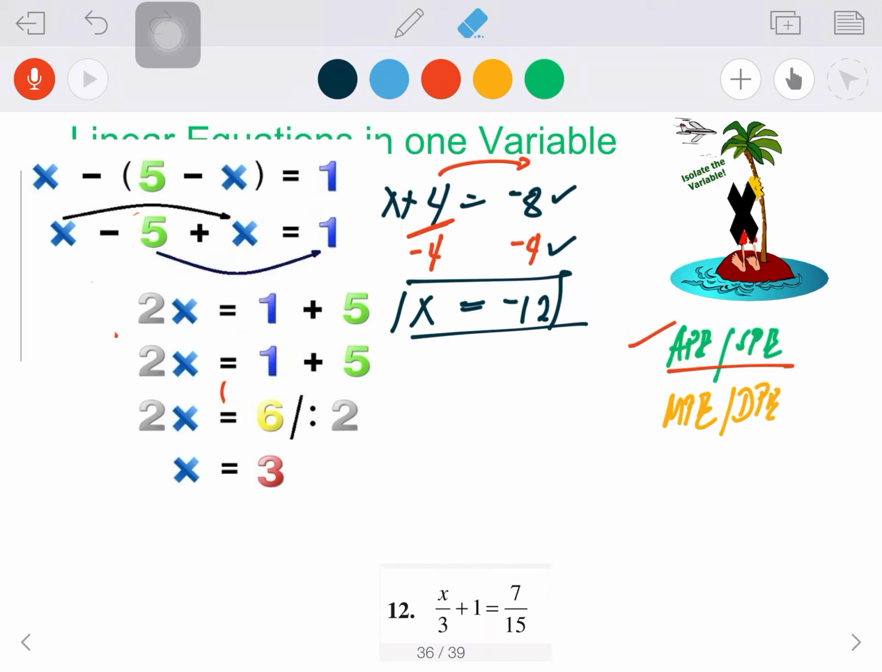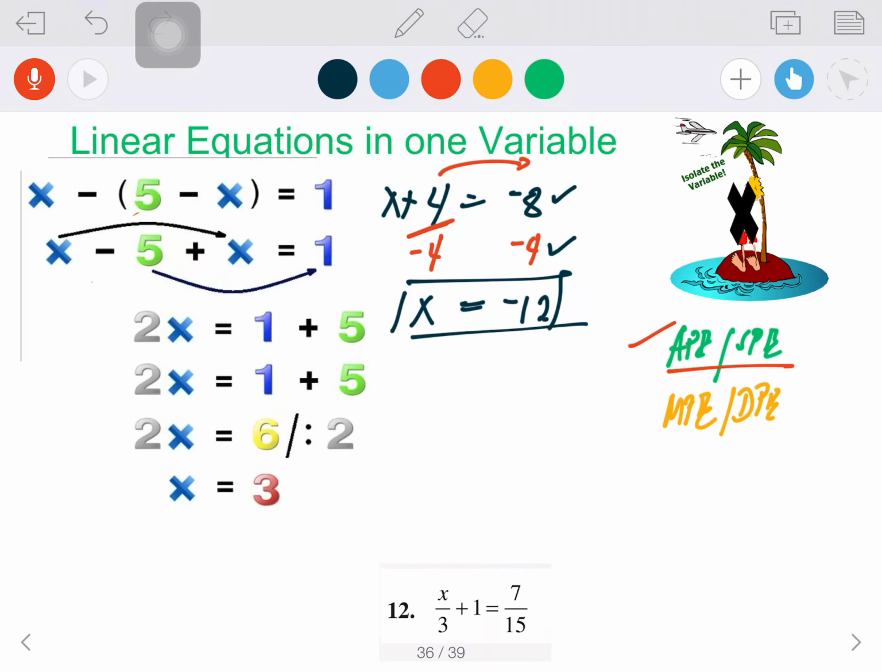Okay, here in this example you actually have a grouping symbol: x minus, and you have this parenthesis here. So the first step, if you have a grouping symbol, is to remove it before you isolate the variable. You just have to be careful when you remove grouping symbols, because if there is a negative before the grouping symbol, you have to distribute that negative sign inside. So here 5 becomes negative and x becomes positive, because you have to distribute the negative sign inside.